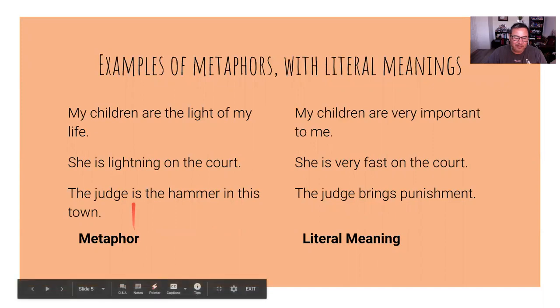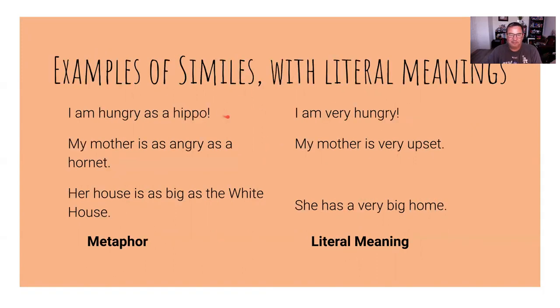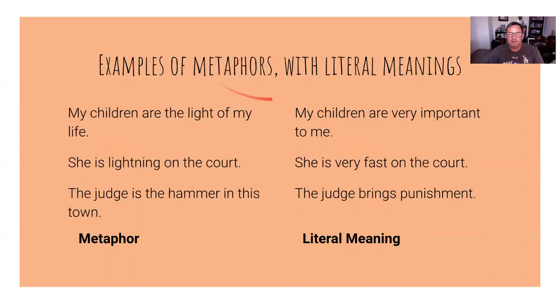Okay, again, that's the metaphor. This here is the literal meaning. Pause if you need to, go to the Google document, see if you really understand this. But you should be able to understand the difference between similes and metaphors. One uses like or as, similes. One does not, metaphors. And you're just comparing two things that are not the same, two way different things. Some people say apples to oranges.